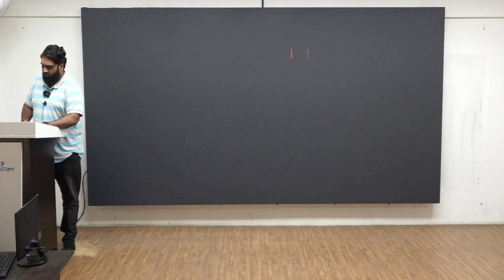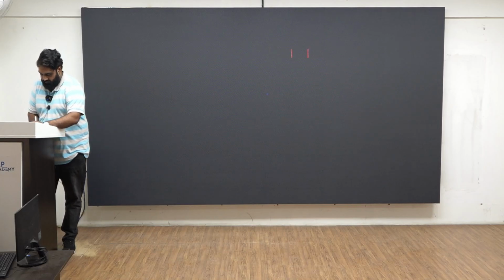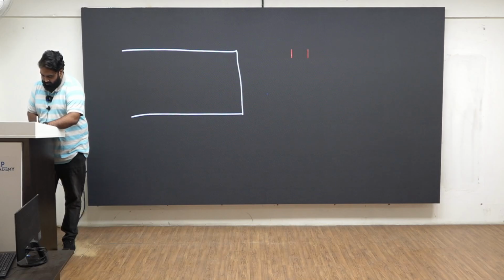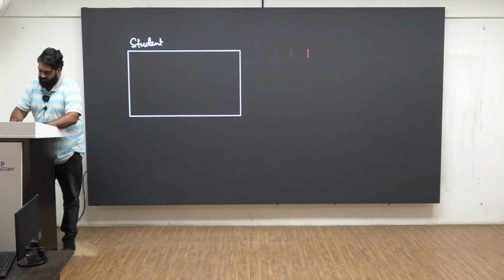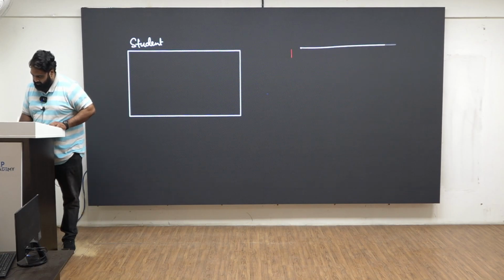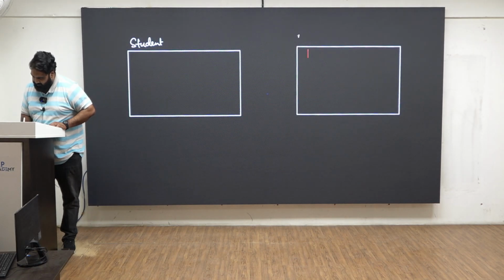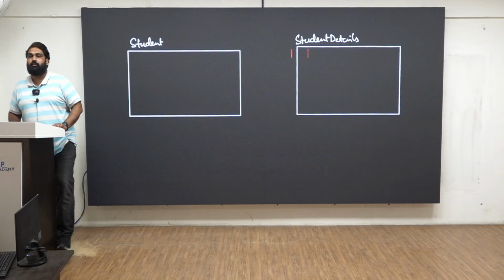Or forget about the code, what are the tables that I have? Can you tell me? Sir, as of now, there is one table called student. Right? There is one table called student, and then I also have another table called student details. Will you agree with me?